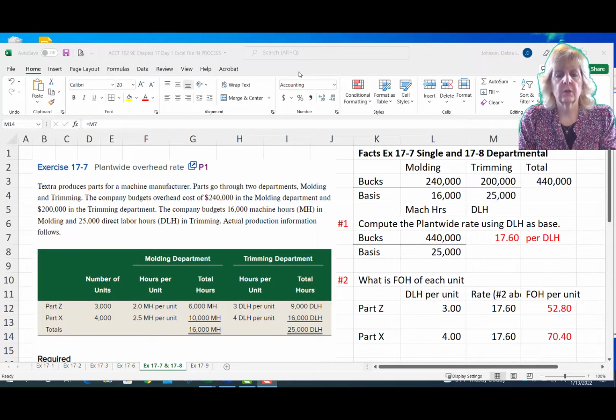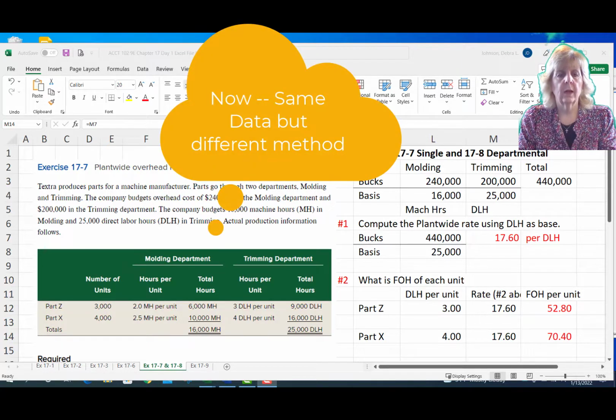To push it down to the units, all we had to do was take the number of direct labor hours per unit and multiply by the rate that we just computed. Take a moment to check your answers, and then we're going to go do the same problem, but instead of using a single plant-wide rate, we'll go ahead and compute multiple departmental rates, and we'll check out the results of each.